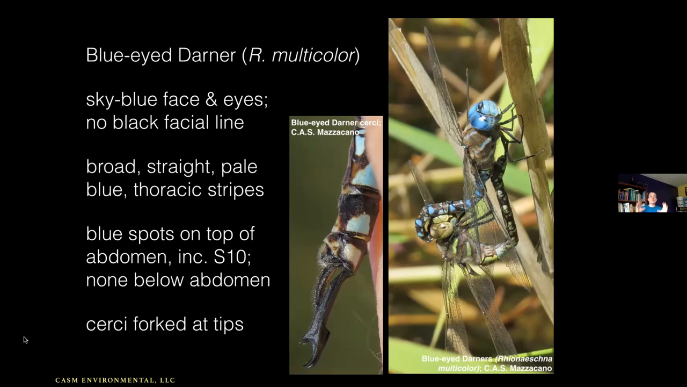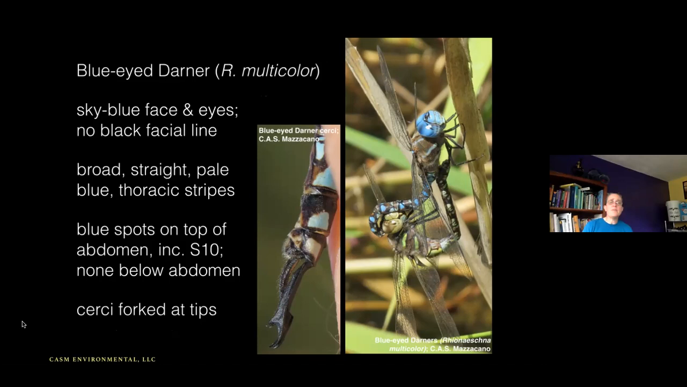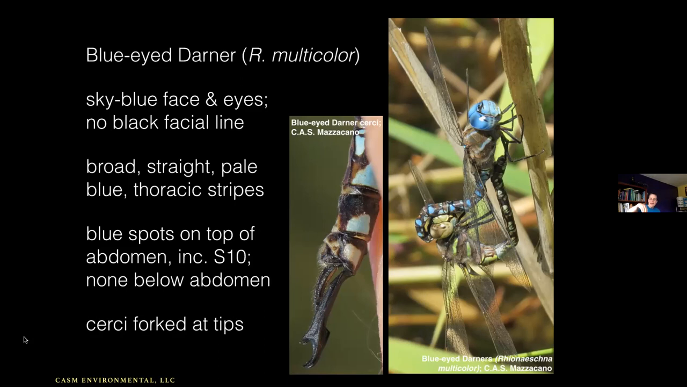There's no black line across the front of the face. The thoracic stripes, the stripes on the side of the thorax, are that same pale blue. They're very straight, no rearward flagging or anything like that. They're continuous, they're not broken. It also has blue spots in pairs on the top of the abdomen, including the last abdominal segment, not on the underside of the abdomen. And the cerci on the male, you can see that close up in the narrower photo there. It looks like a crescent wrench. They're forked at the tips. So super, super diagnostic here.